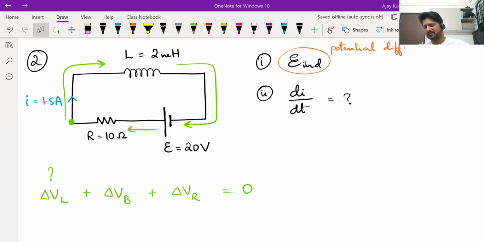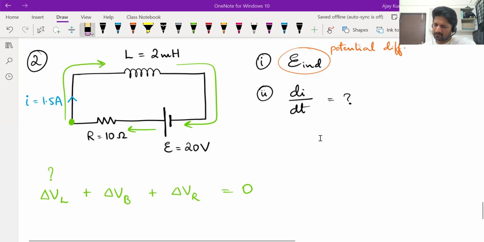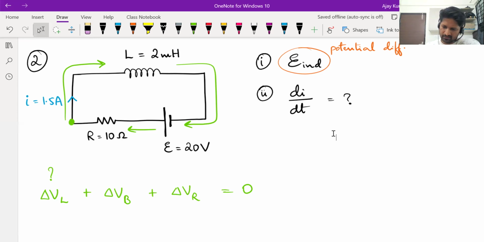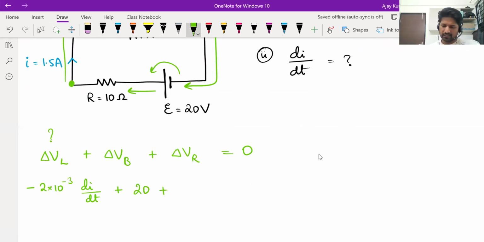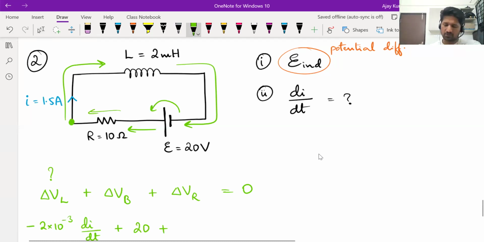Or Isha, tell me, what equation did you write? KVL equation minus 2 into 10 to the power of minus 3 into di by dt. Okay, for the inductor, plus 20. Wait. For the inductor, you wrote minus L di by dt. So minus L you took as 2 into 10 power minus 3. That is correct only. Di by dt. Plus 20. You're going from negative terminal to positive terminal of the battery. So change will be positive. And resistor, you are going in the direction of current. So how do you write?